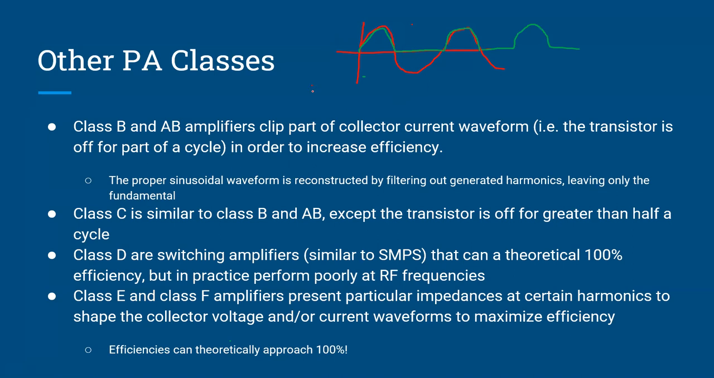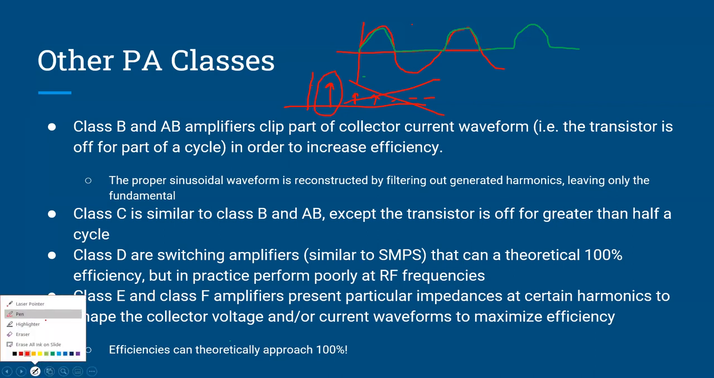So if you take the Fourier series of this, you'll get some power at the fundamental, and you also get power at the second harmonic and the third harmonic and so on. And you just want to filter out all of this, then you'll be left with the fundamental, and that will just be the perfect sinusoid. So you can do that. And the way you do that is pretty simple.